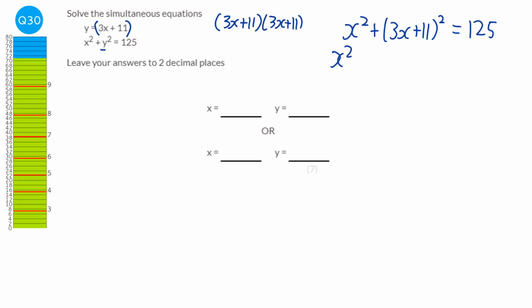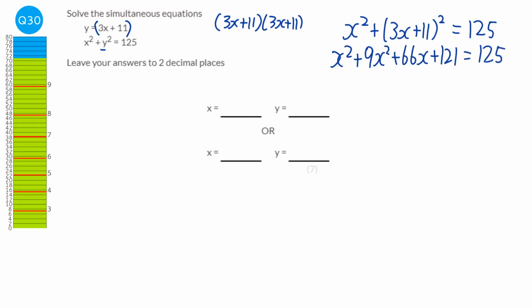So we're going to do 3x squared, which is 9x squared. And then we've got 3x times 11 plus 3x times 11, which is 33x plus 33x, which is 66x. And then we've got 11 times 11, which is 121.